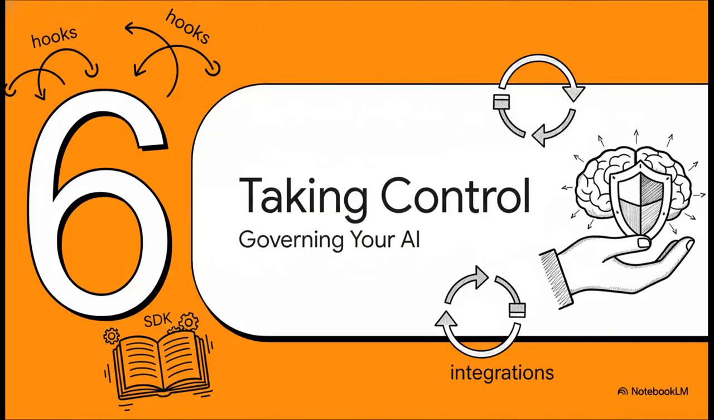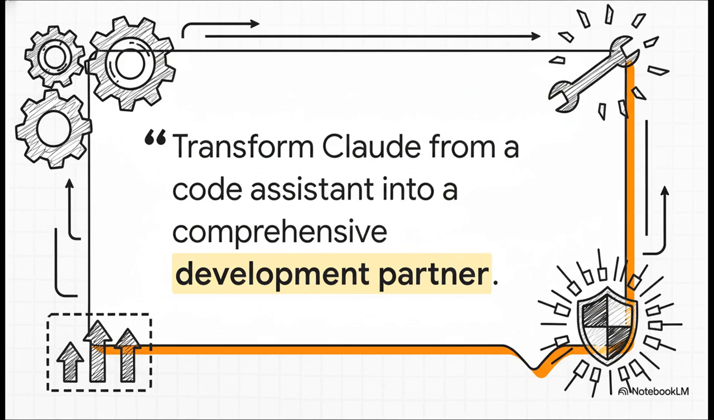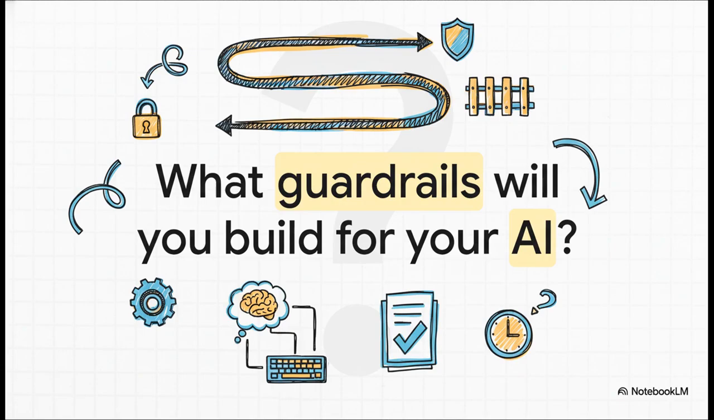So, what's the big takeaway from all this? The big picture? It's that all of these features, hooks, SDKs, all of it, are really about one core idea: giving you, the developer, the power to truly govern your AI assistant. It's about making this shift, transforming the AI from just a simple tool that spits out code into a genuine development partner, one that understands your project's rules, plugs into your entire toolchain, and operates safely and effectively within the boundaries that you set.